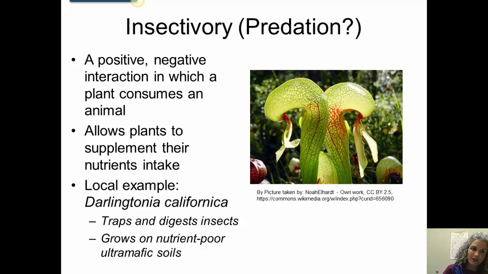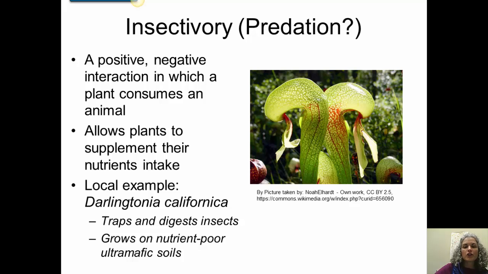We learned about photosynthesis. That's the way plants are getting the energy that they need. They don't need to consume other organisms in order to get energy. They make it themselves. However, some plants have evolved the ability to trap and digest insects in order to supplement their nutrient intake. A local example of a carnivorous or an insectivorous plant is Darlingtonia californica.